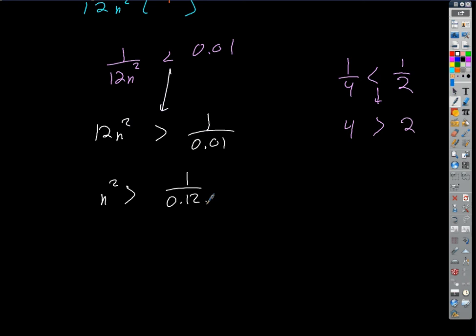And obviously n is an index. It's a number of trapezoids. So when I square root both sides and I get a plus or minus, what am I looking for? The plus. n can't be negative. It's a number of trapezoids. So n would have to be greater than the square root of 1 over 0.12. What is that? 2.8867.